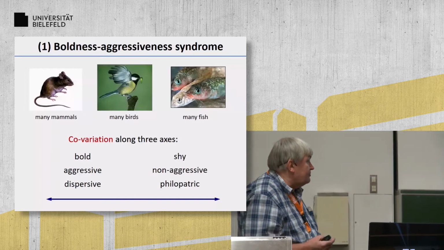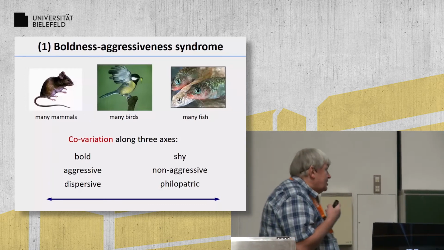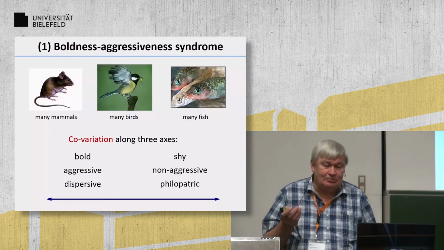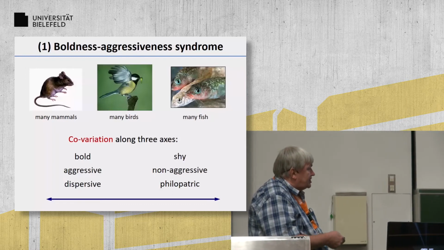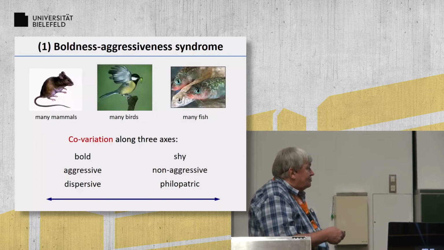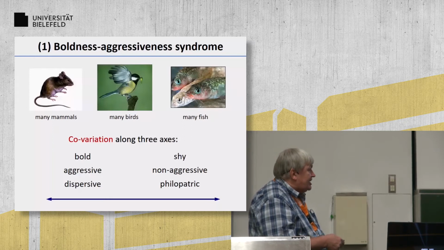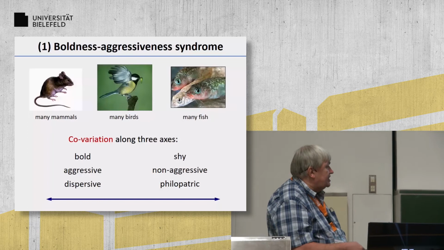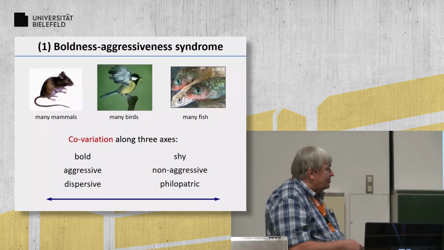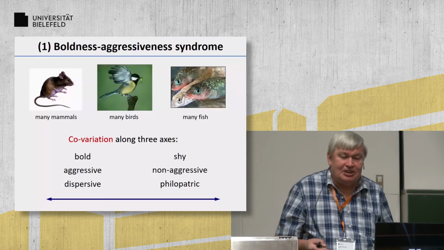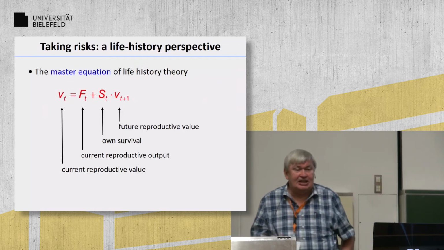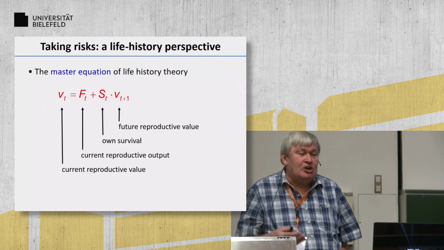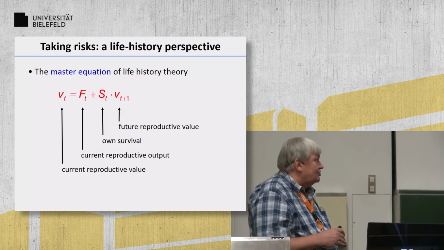The question is now, how can we interpret this? Some years ago, when we first went into this topic, we thought: which factor binds all these things together? And in our view, it has a lot to do with risk-taking. Boldness is a risky behavior, aggressiveness is risky, dispersing, going away, is risky, whereas these other behaviors are associated with avoiding risks. Now, if you look into life history theory, there is a clear-cut principle that says something about when risk should be taken and when risk should be avoided.